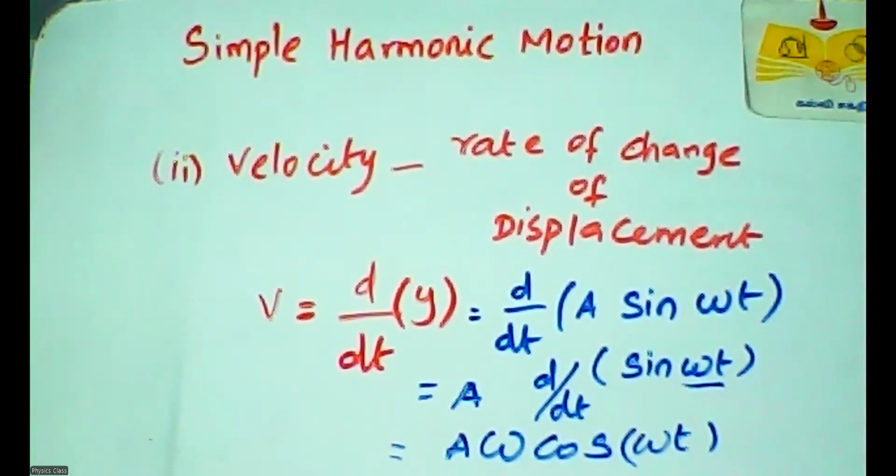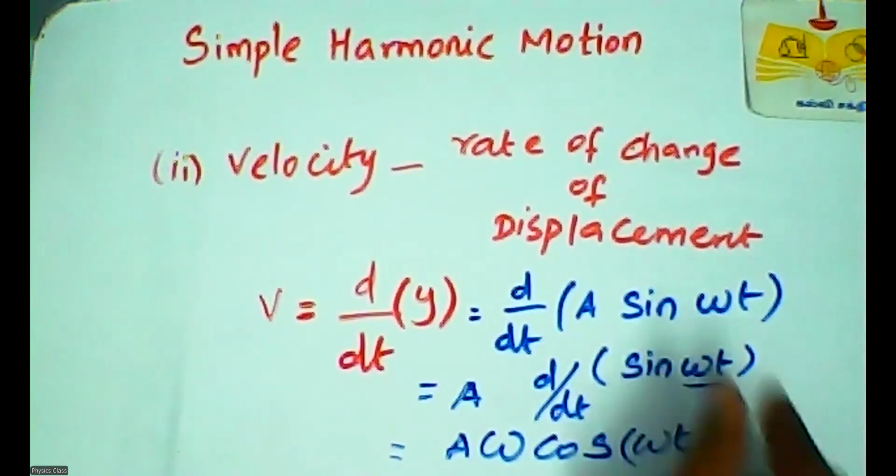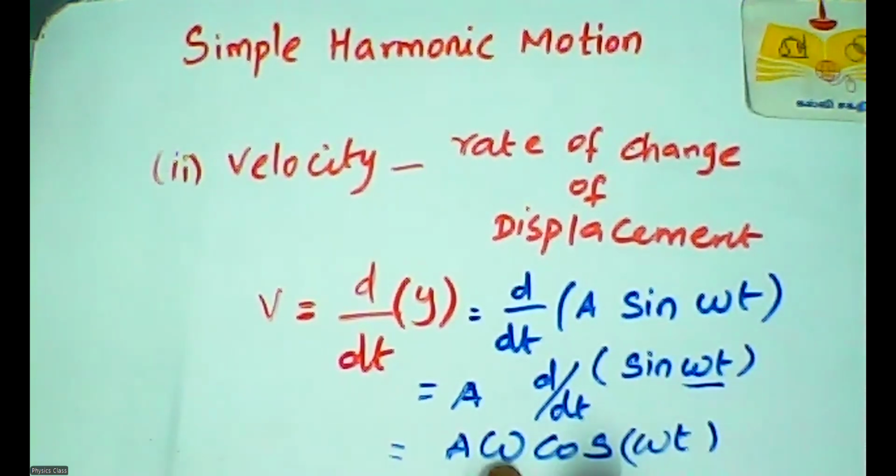So velocity is the rate of change of displacement, dy by dt. Y means A sine omega t, so we have to differentiate that quantity. A is the radius, which is constant, taken out before the differentiation, and we differentiate sine omega t. Sine omega t becomes cos omega t, and omega t becomes omega. So we take omega here. Clear? So this is velocity.